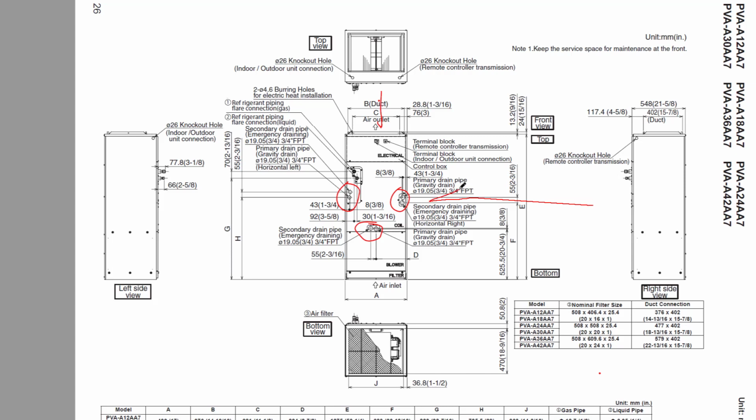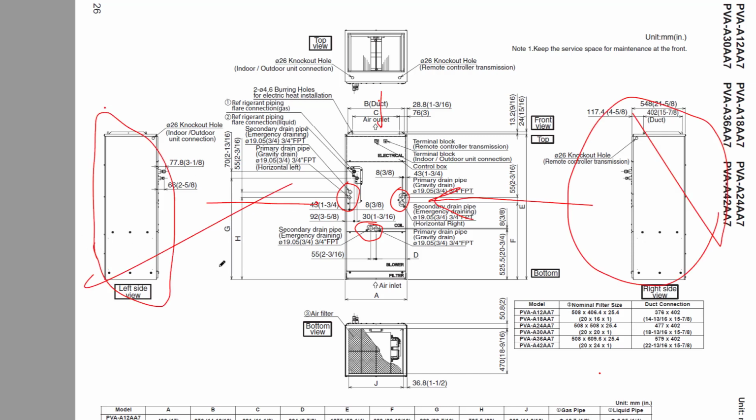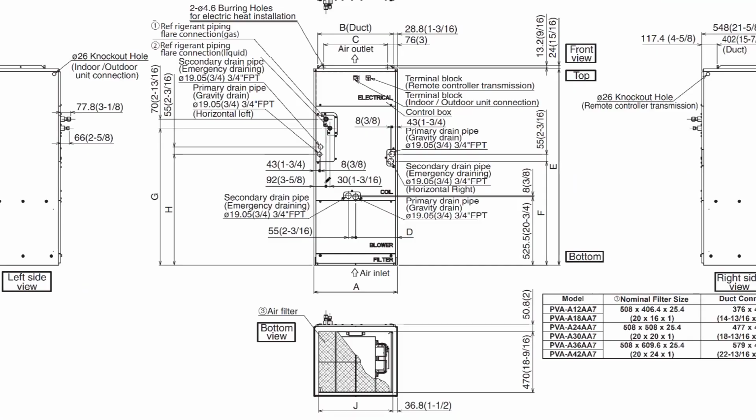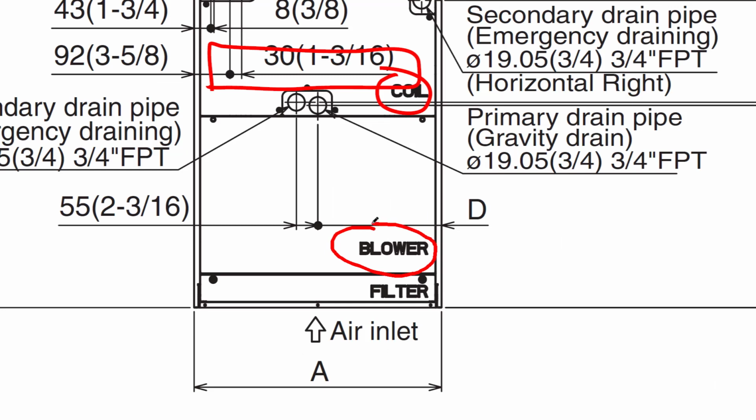And looking this way, this is the view that you would see. And looking this way, you would see this view here. And if you look here, this is where the coil is. So it'll probably just be something like this inside. This is the blower section. So the fan would be positioned something like this.